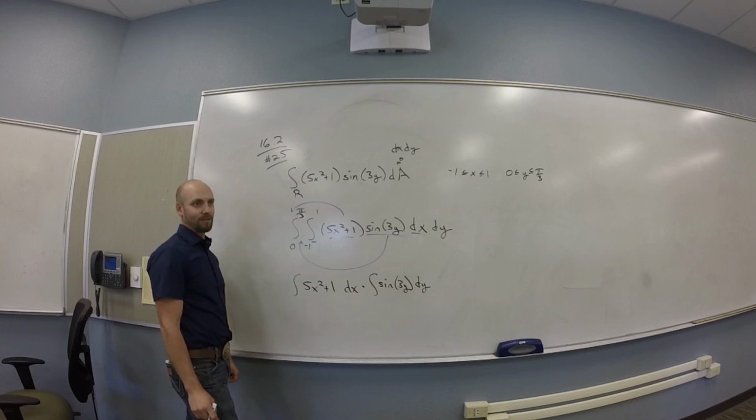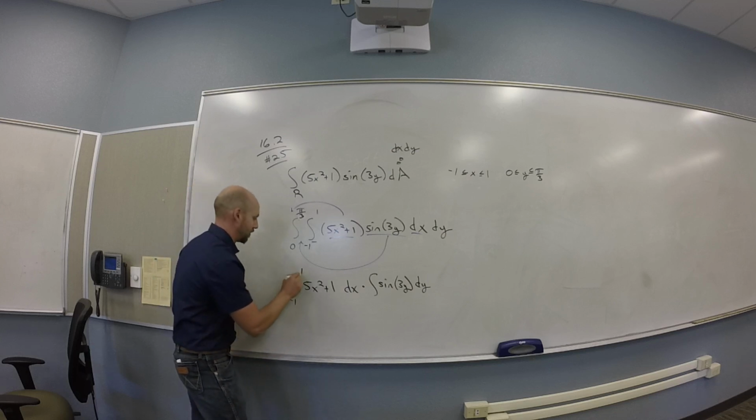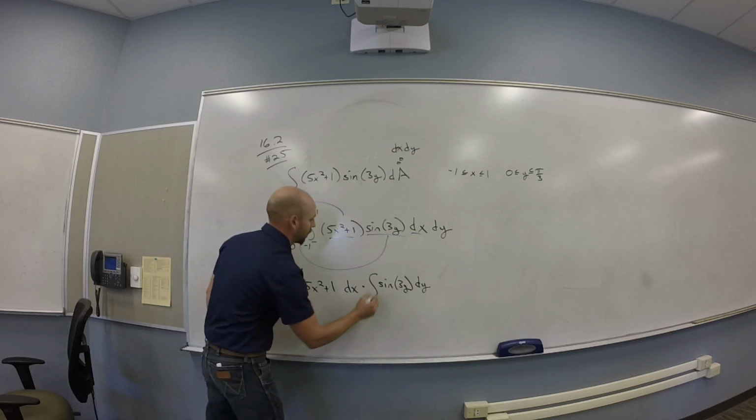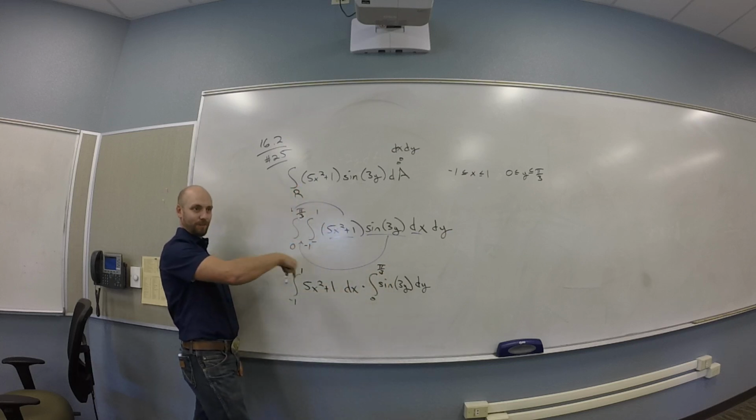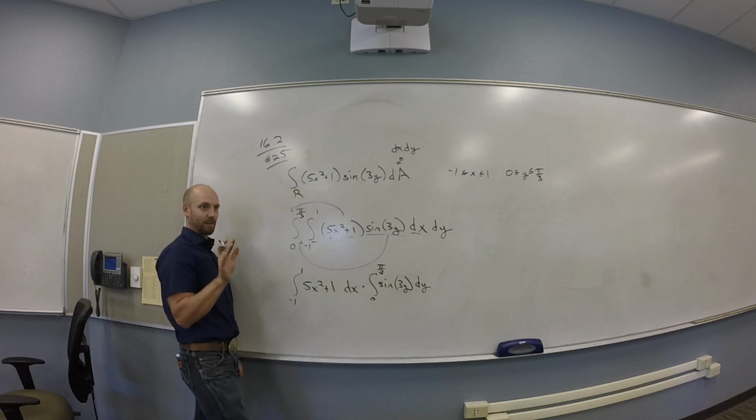So where do the bounds go? -1 and 1 on the left, and 0 to pi over 3 on the right. Perfect. The y bounds should go with the y stuff. The x bounds should go with the x stuff. You guys all good with this?